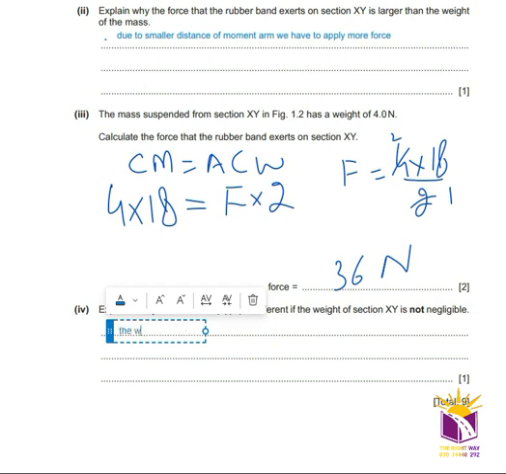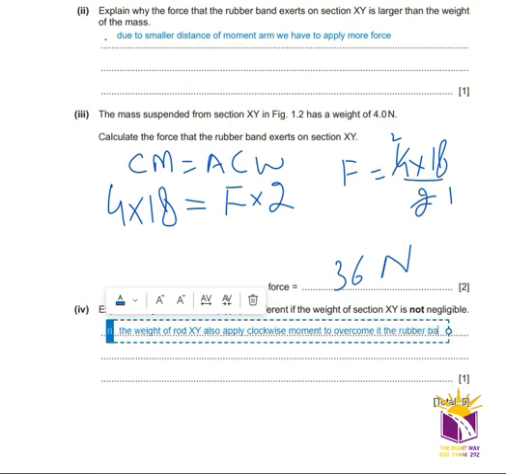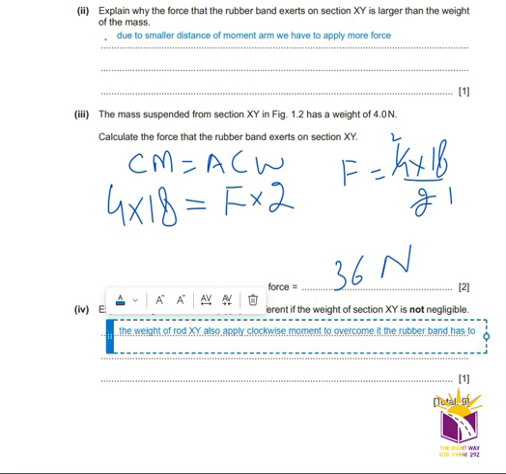The weight of rod XY also applies a clockwise moment. To overcome it, the rubber band has to apply more force.